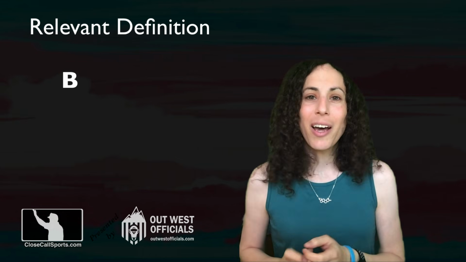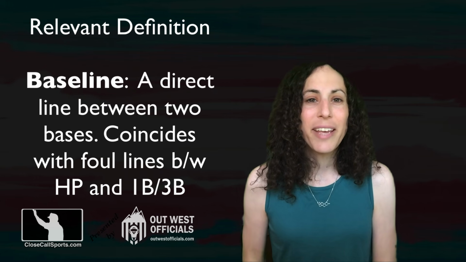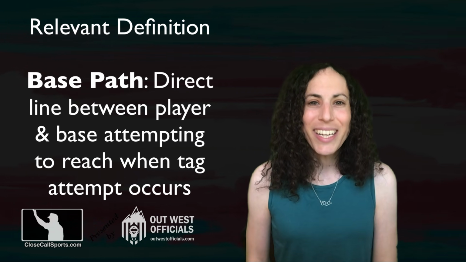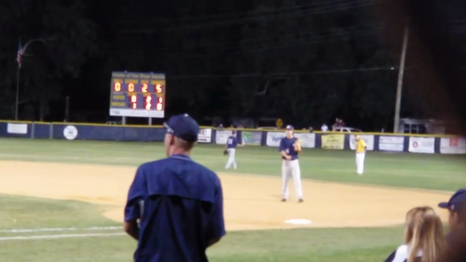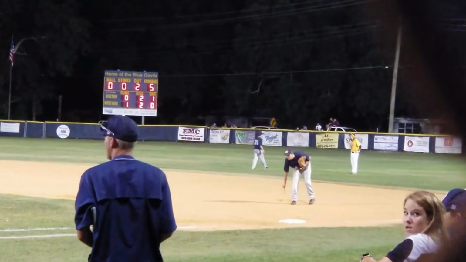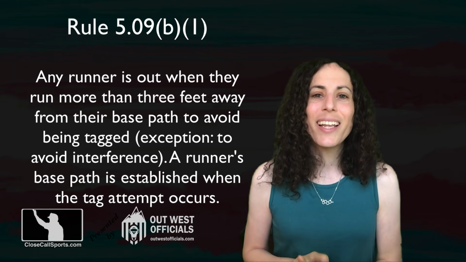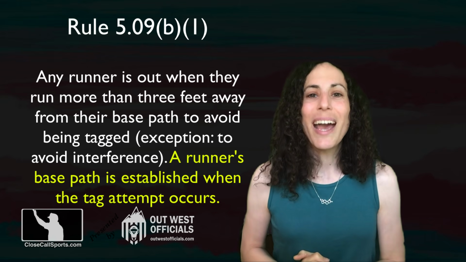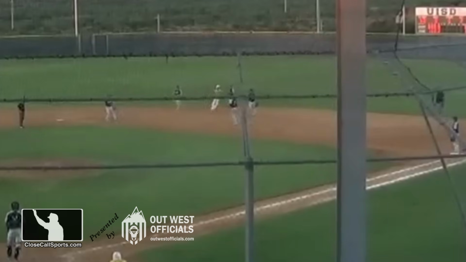This relies on the definition of base path, not baseline. Remember the difference. Baseline is a direct line that has nothing to do with safe or out. Base path, the line between the player and the base they're attempting to reach safely, has everything to do with an out for running more than 3 feet to avoid a tag. But the trick of this base path issue is that it is not established until a tag attempt occurs. And conversely, you can't put anyone out unless there is a tag attempt that they're running more than 3 feet away from.